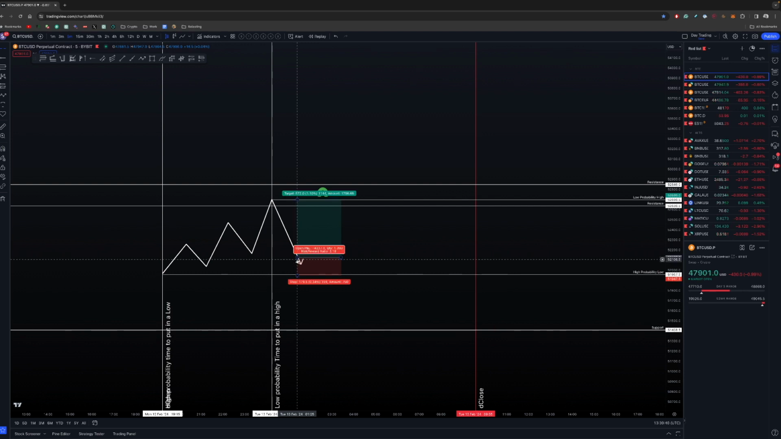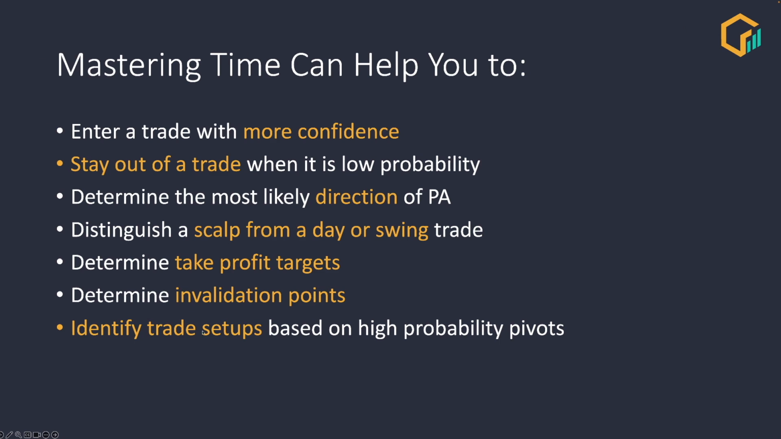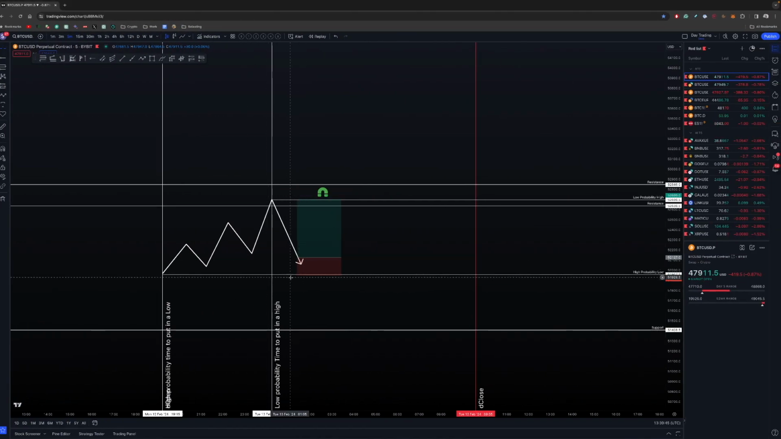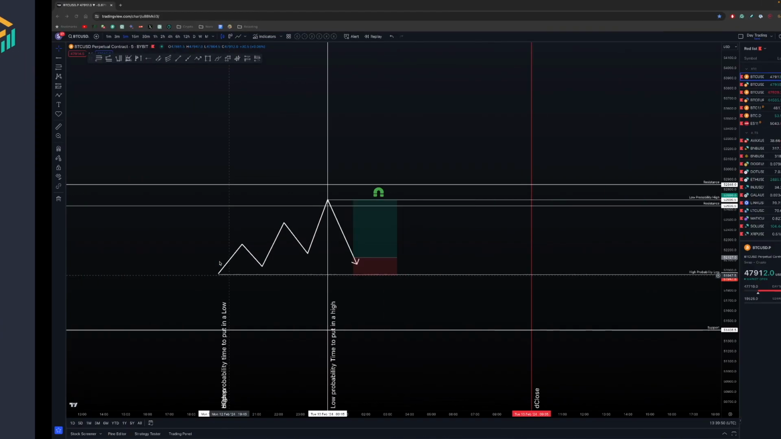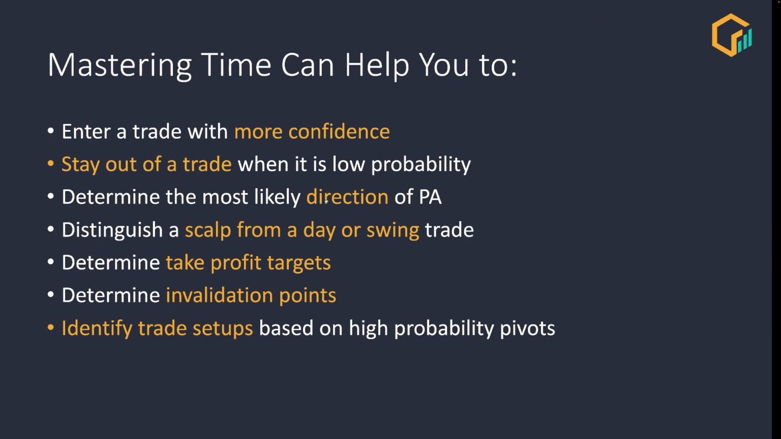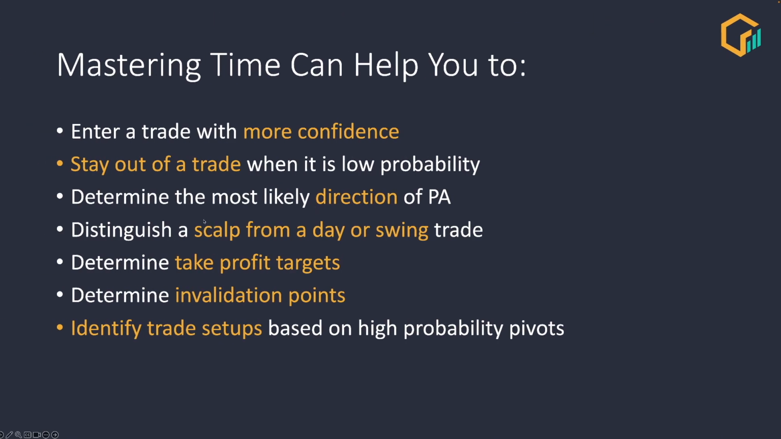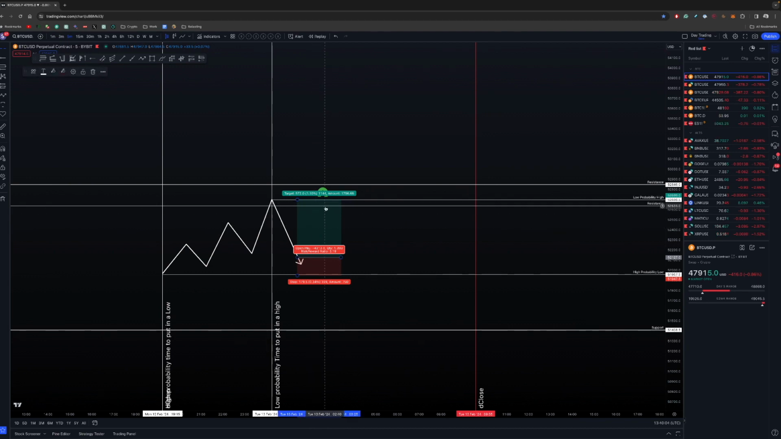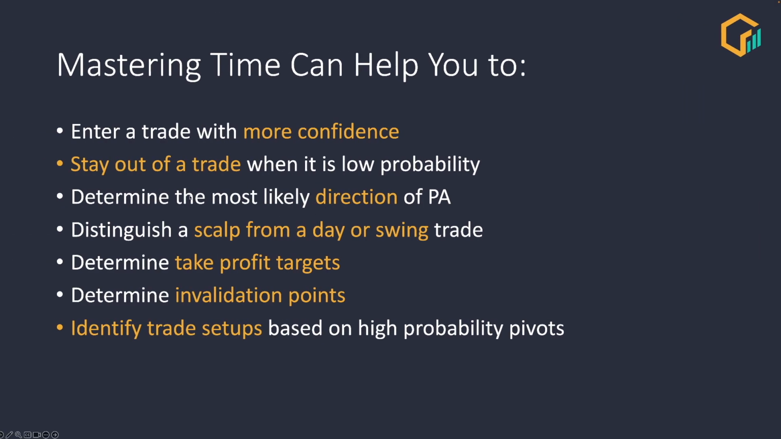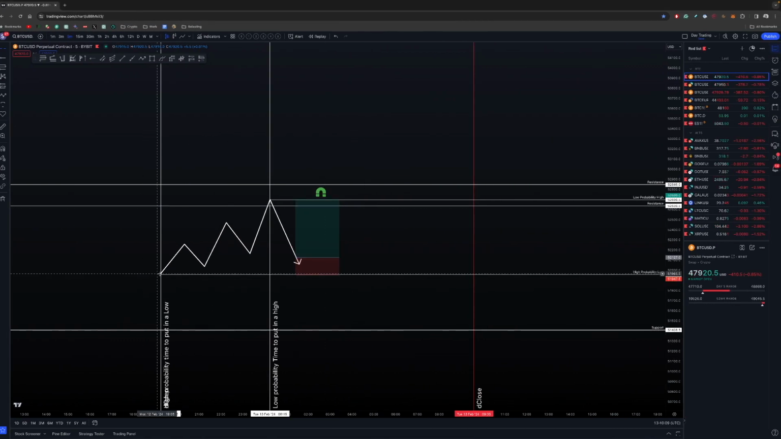So in this case, just with the element of time, we can identify the trade setup, determine the invalidation point, which is right here because we know this is a high probability low, and determine the take profit targets right here. Like I said, use more than just this, use TA. Distinguish the scalp from day or swing trade, because in this case we know this is going to be at least an intraday trade. And determine the most likely direction of price action, because we know this low is likely to hold and this high is unlikely to hold, so going up makes more sense.